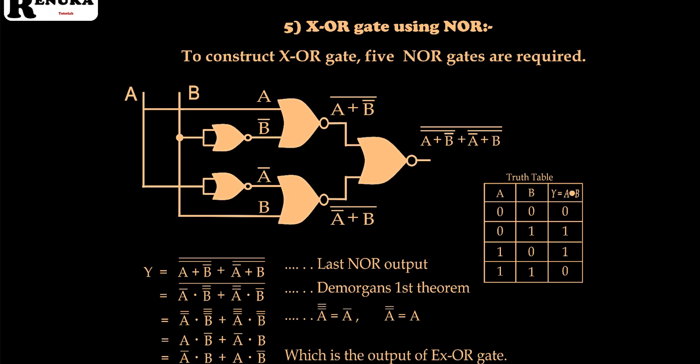At the output of the second NOR gate, we will have (a complement plus b) whole complement. Now the output of both the NOR gates is connected to a third NOR gate, and the output will be y equal to ((a plus b complement) whole complement plus (a complement plus b) whole complement) whole complement. Here at the output, two sums are added.